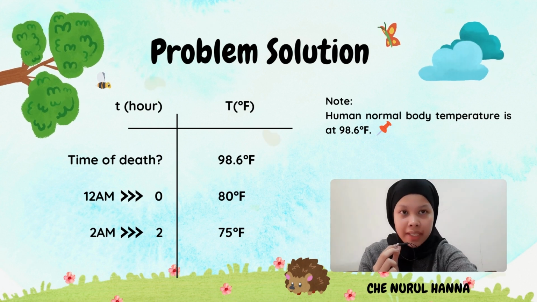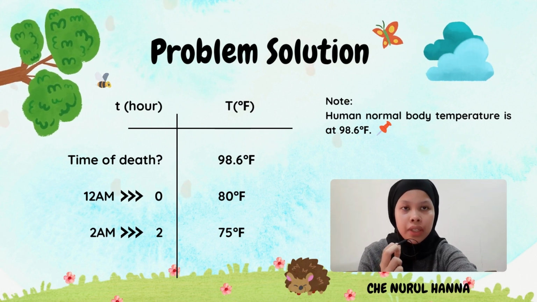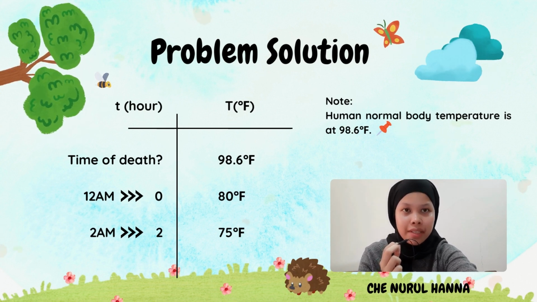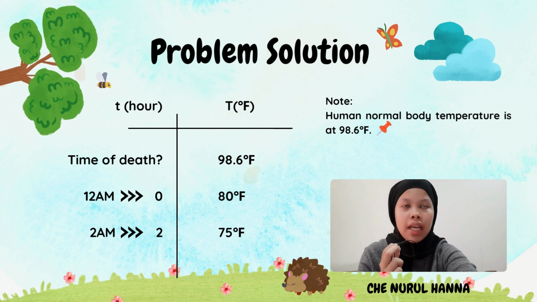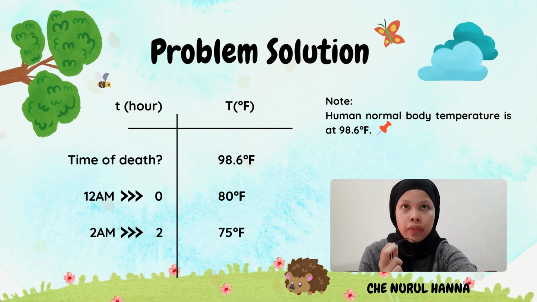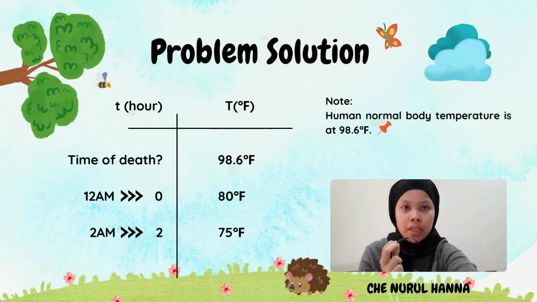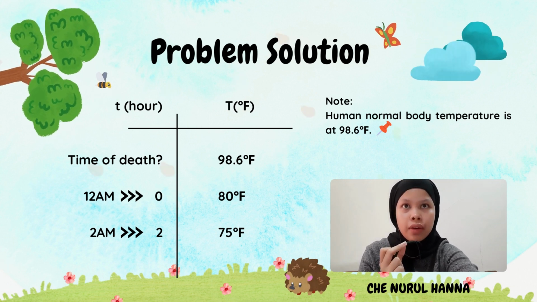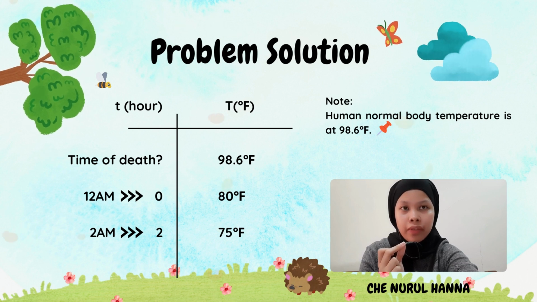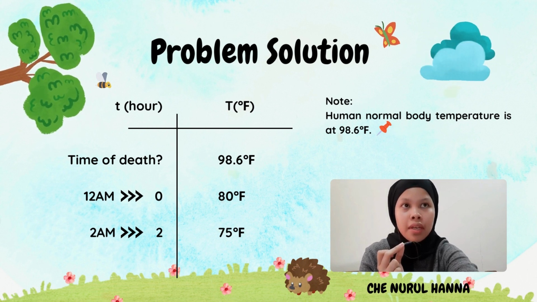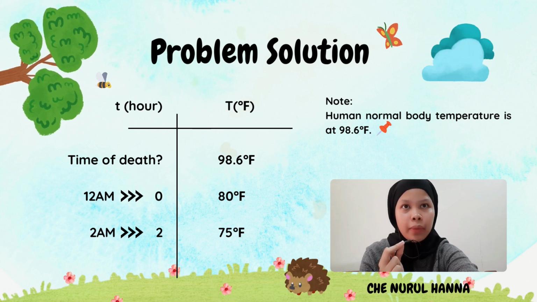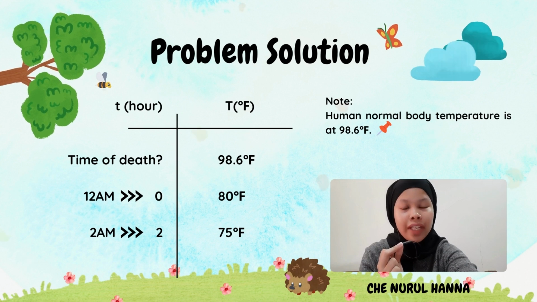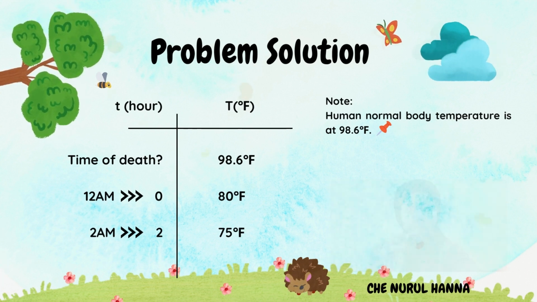Afterwards, we will make a table. Small letter t represents hours on the left hand side, and capital letter T represents Fahrenheit on the right hand side. At 0 hours, the corpse was found at 80 Fahrenheit by a police officer, which is at 12 a.m. Then at 2 hours, the corpse temperature dropped to 75 Fahrenheit at 2 a.m. Thus, the question is, at what time did the corpse die, at a normal body temperature of 98.6 Fahrenheit?